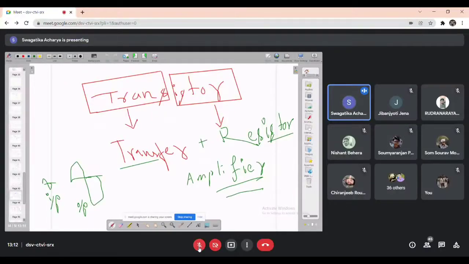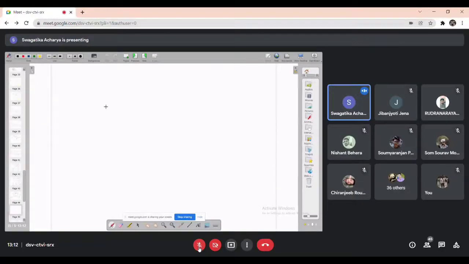So what are the symbols? You know the symbols? How do the symbols of NPN and PNP look like?